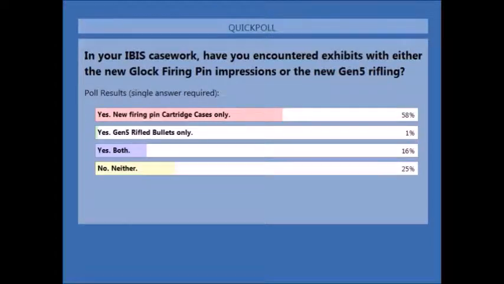Okay, so thanks again for your answers. It looks like just over half of you have seen these new firing pin impressions. Some of you have seen both the new firing pins and the Gen 5 rifling, and a quarter of you have not seen them yet. I just hope that those of you who have seen them have been entering them according to those processes that we just went through. If you're not, I would suggest maybe going back and changing them so that they're in the database with the correct information.